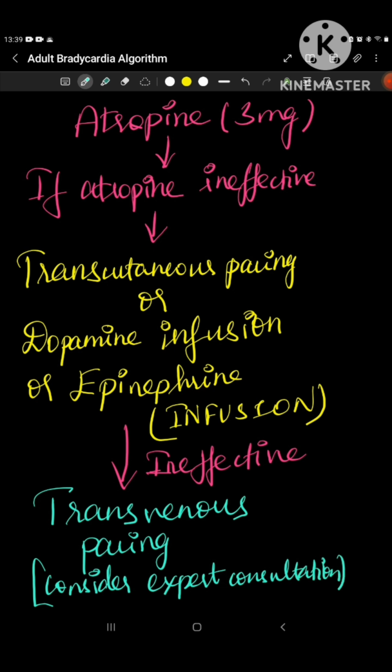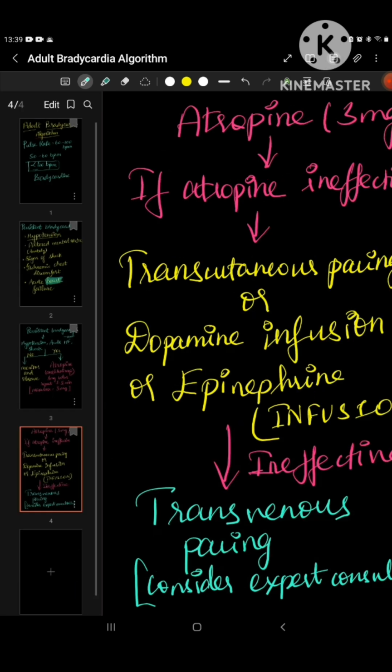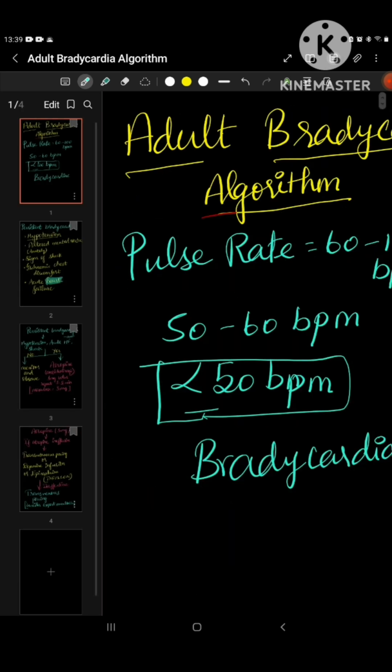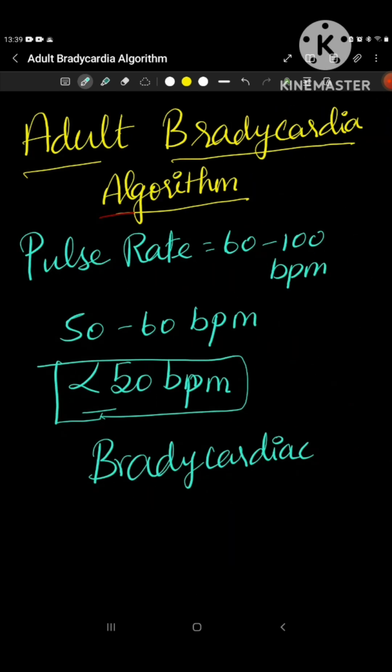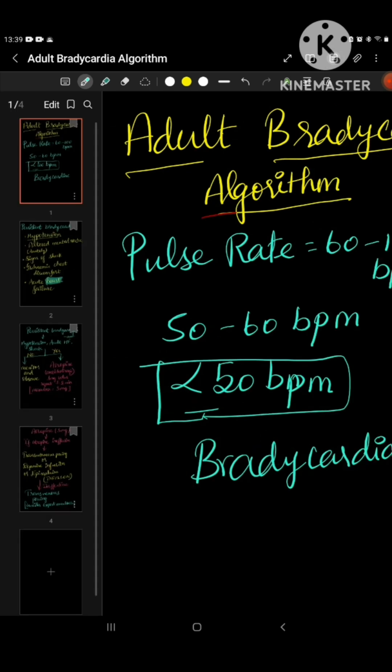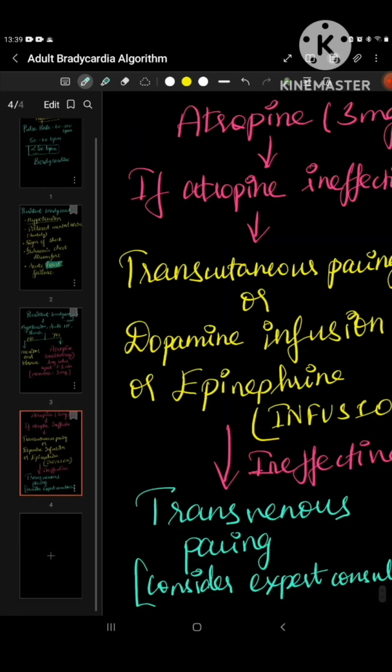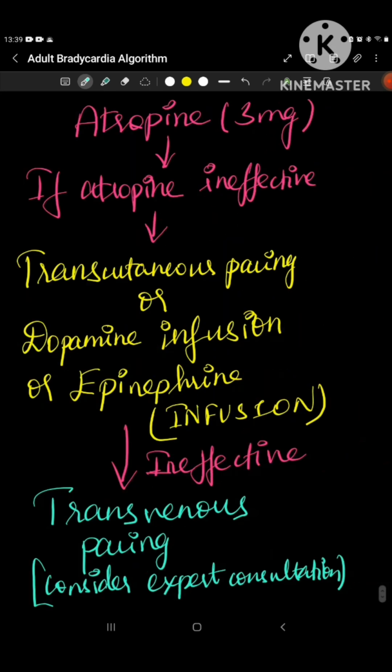So what we saw here is this adult bradycardia algorithm. I hear that many people will be in doubt about what this transcutaneous pacing or transvenous pacing is. What is this transcutaneous pacing? What are you going to do? How to do it? We'll discuss that in detail later.